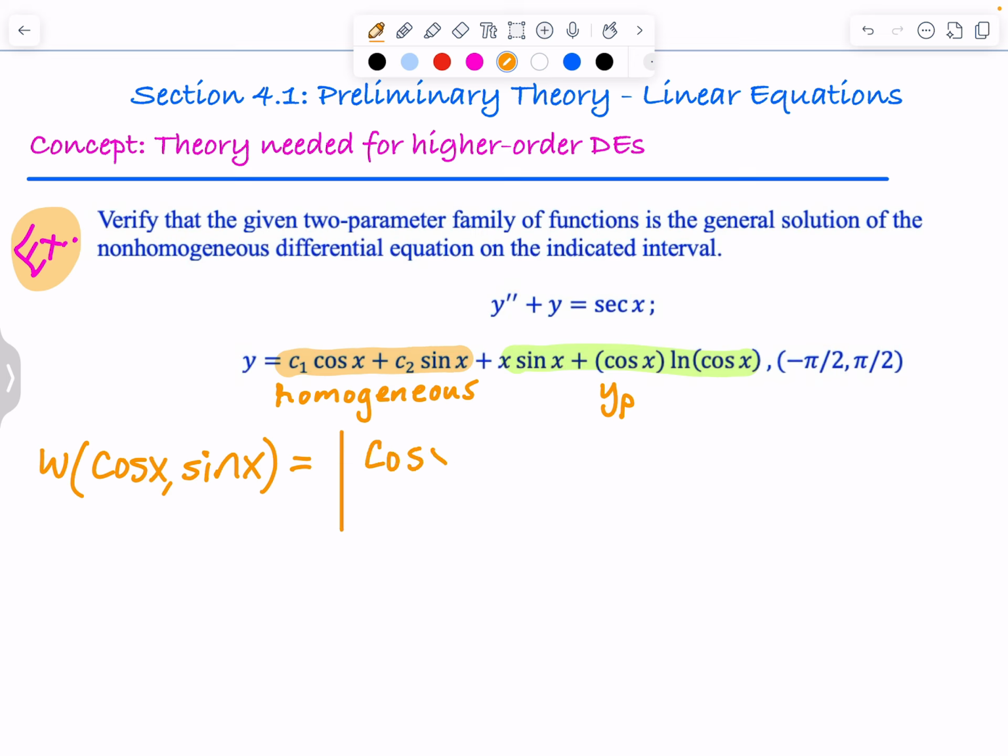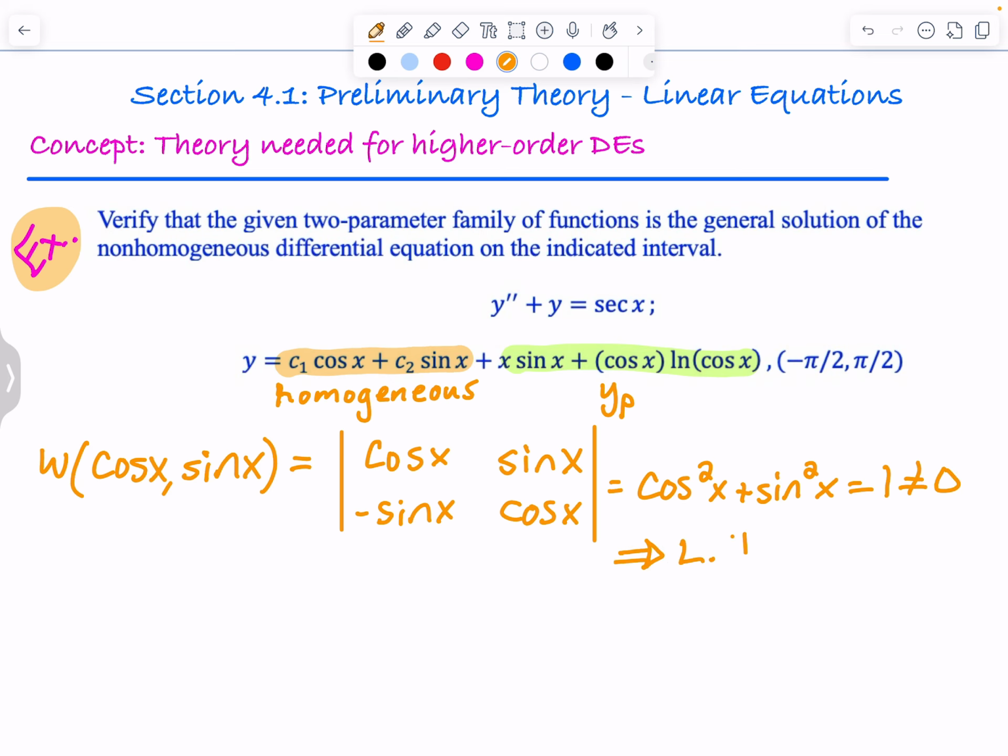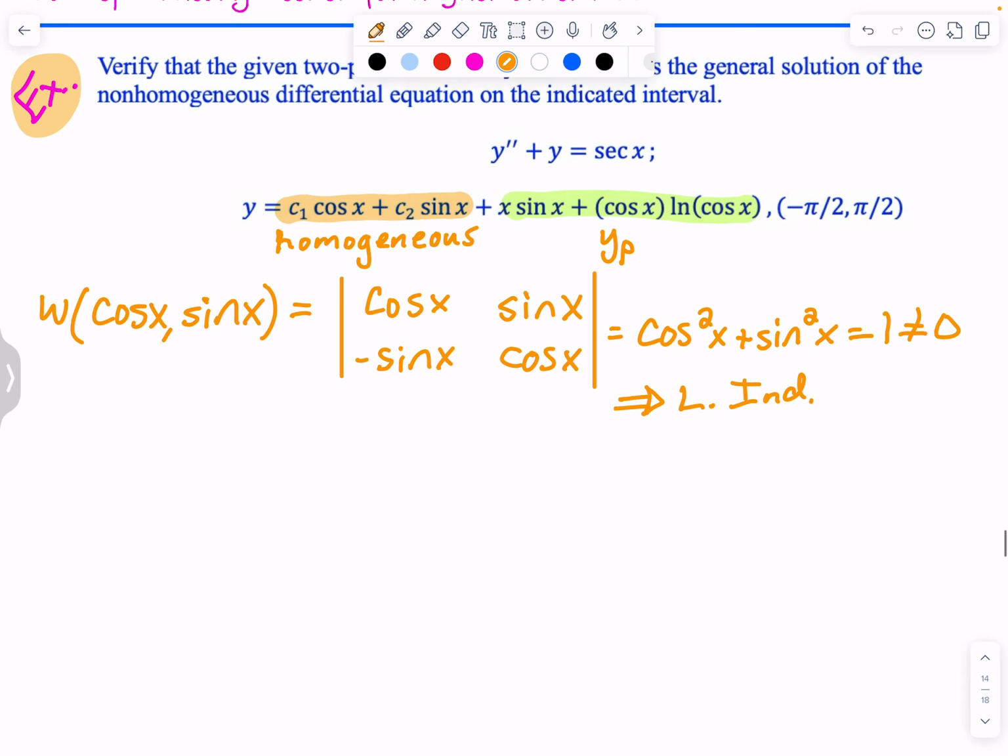So if I take these derivatives, I get negative sine x and cosine x. Thankfully, it's just a 2 by 2. Cosine squared plus sine squared, and that equals 1. That is not 0, so that tells me that they are linearly independent, which tells me that they are a fundamental set, which means the general solution of the homogeneous case, and let's start writing it like this, y sub c.